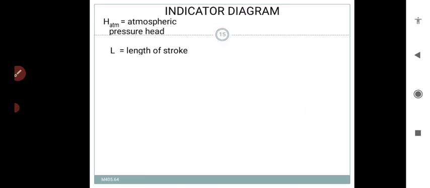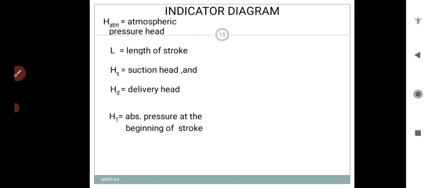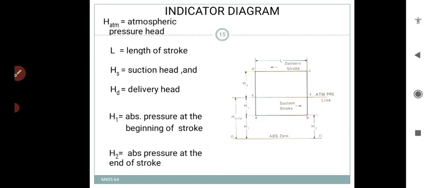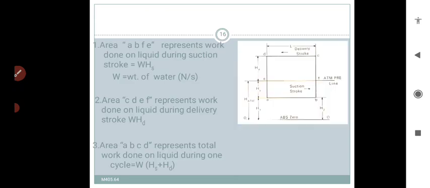So HATM is the atmospheric head, L is the length of the stroke, HS is the suction head, and HD is the delivery head. H1 is the absolute pressure at the beginning of the stroke, and HB is the absolute pressure at the end of the stroke. Here observe this diagram: absolute zero pressure and absolute pressure at the end of the stroke. And the area ABEF represents the work done on liquid during suction stroke, that is equal to HS.